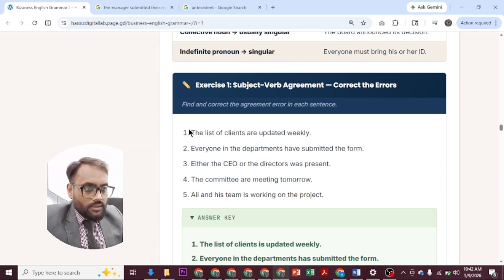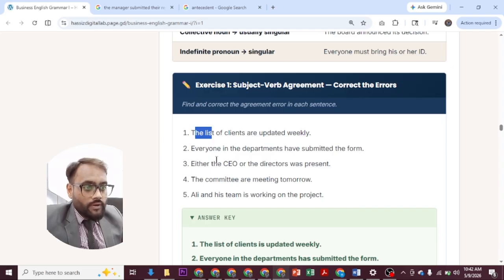The list is singular, so for the list over here, what's wrong? "Are" is wrong over here, so we have to correct this. As you can see, the list of clients is updated weekly. The mistake is that "are" is not correct, "is" should be used. Why? Because of the list.